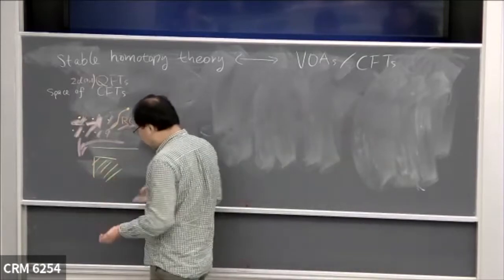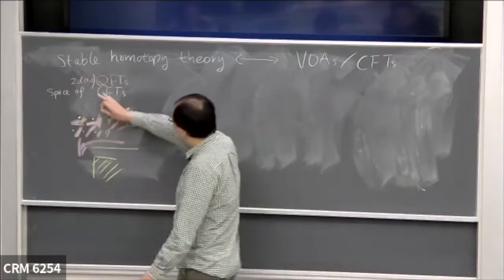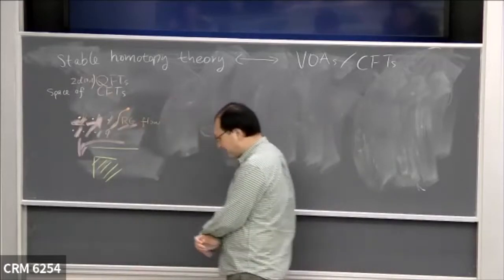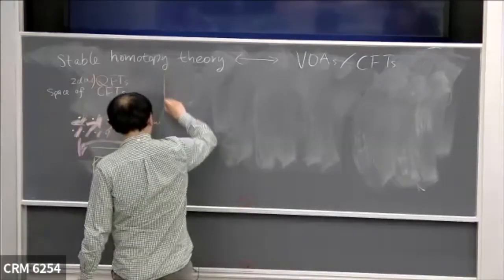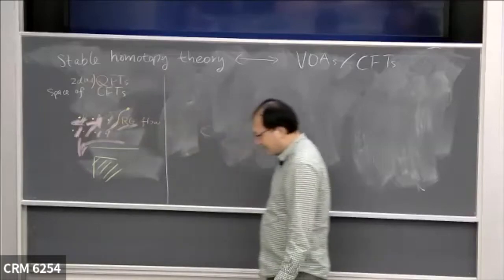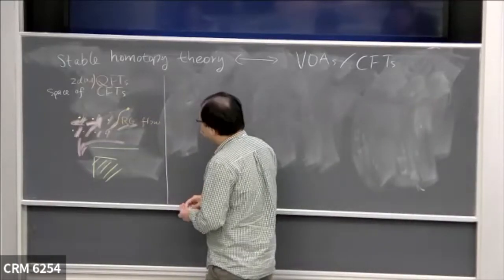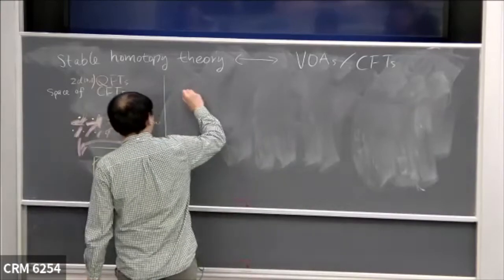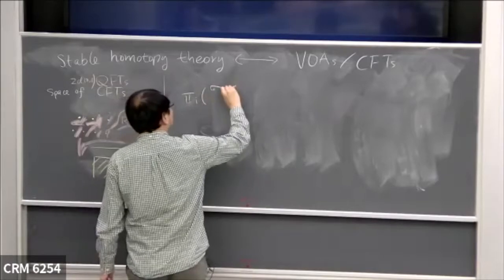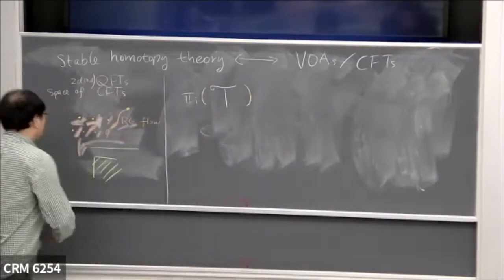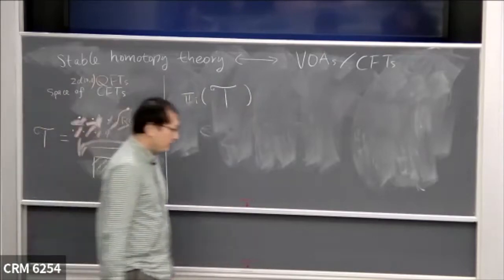So what do we know about the space of general (0,1) theories? Well, in general, it's hard to make any concrete statements. And for mathematicians, the first kind of question that one should ask is, what are the homotopy groups of this space? So let me use T to denote this space of 2D (0,1) theories.